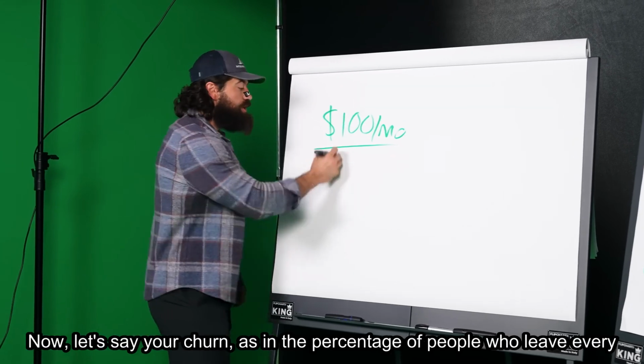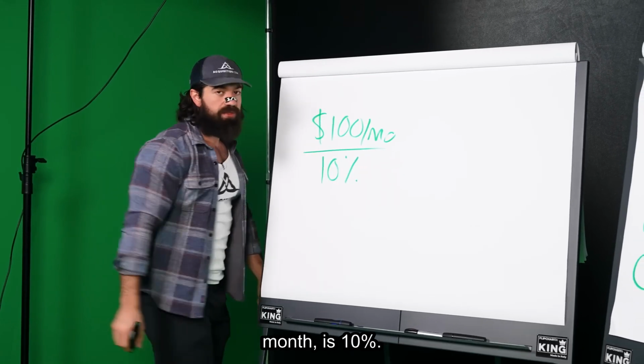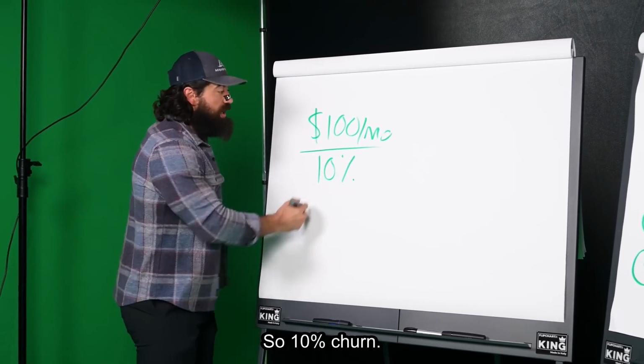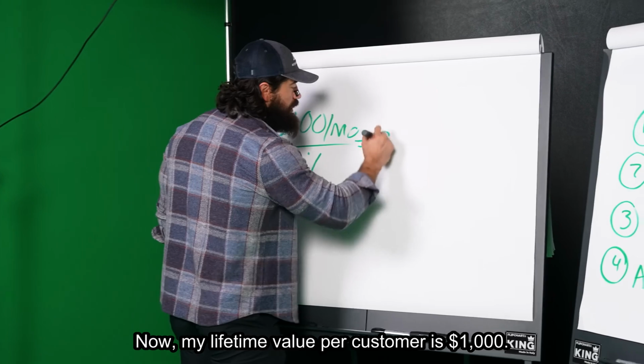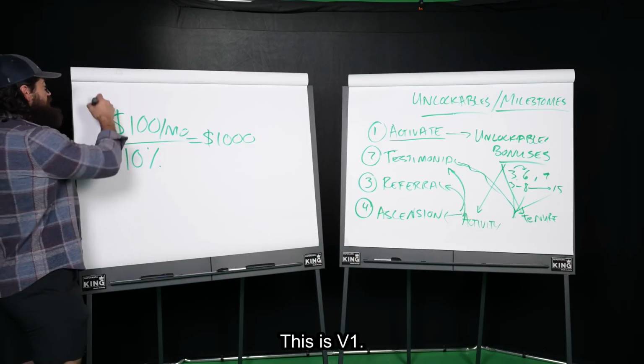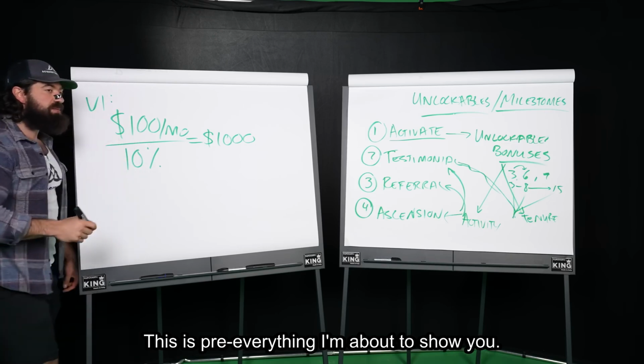Now, let's say your churn, as in the percentage of people who leave every month, is 10%. So you've got 100 customers, a month later, you've got 90, so 10% churn. Now, my lifetime value per customer is $1,000. That means they stay on average 10 months. This is V1. This is pre everything I'm about to show you.